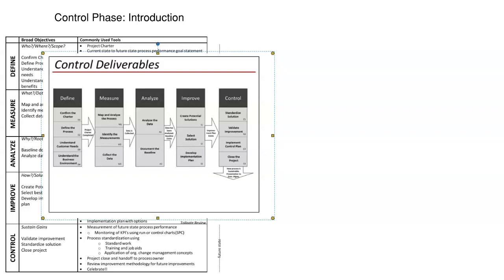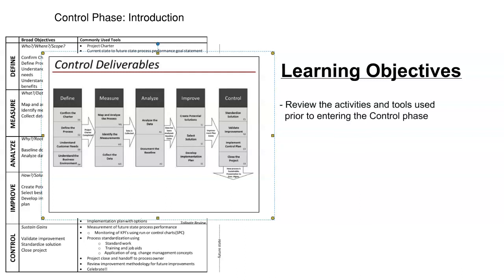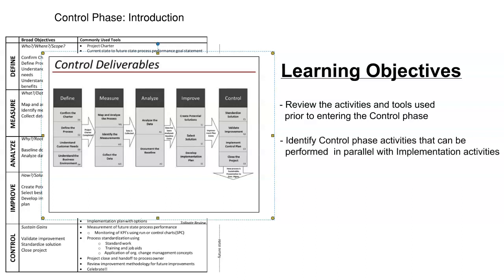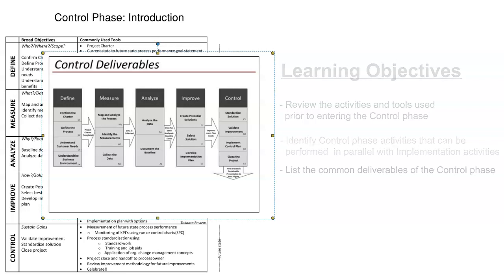This is part of a series of videos that take a look at tools in the control phase of a DMAIC-based process improvement project. This specific video will introduce the control phase, and the learning objectives are to review the activities and analysis that led your team to the control phase. We'll also describe control activities that can sometimes be performed in parallel with the implementation of solutions. And then finally, we'll list off the deliverables that should be in place by the end of the control phase.